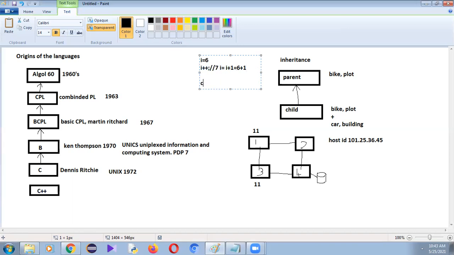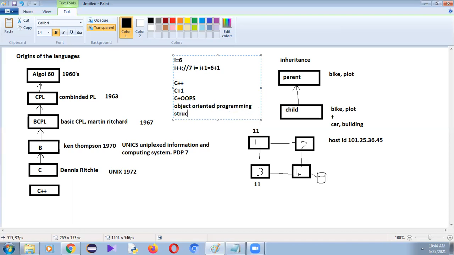In the same way, C++. How can we express this C++? This C++ can be expressed as C plus 1. That is nothing but, if we add only one feature to C, that is C++. What is that feature? That is OOPS. One of the technical interview questions: what does OOPS stand for? OOPS stands for Object Oriented Programming Structure or System.